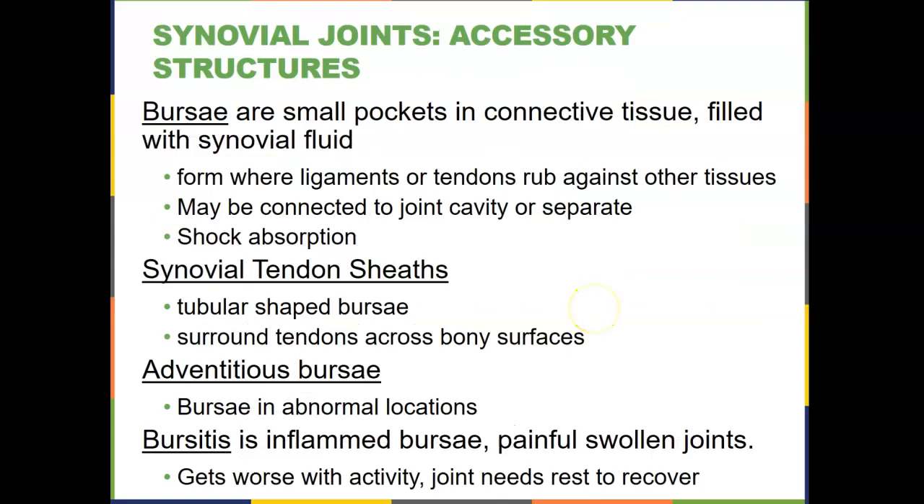Now, bursa, these are kind of weird because these are pockets of connective tissue that become filled with synovial fluid, and they're like little gel-filled pillows inside of the joint. Typically, you're going to find these where ligaments and tendons rub against each other and against other tissues, and so this is another way of reducing friction inside of a joint. It can become connected to the joint cavity, or it can be separate. And it's also used for shock absorption.